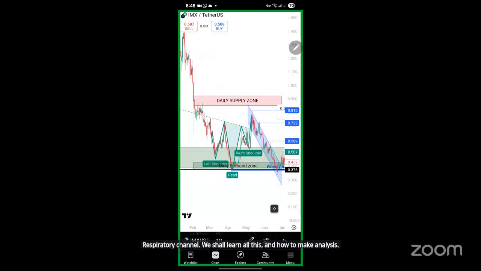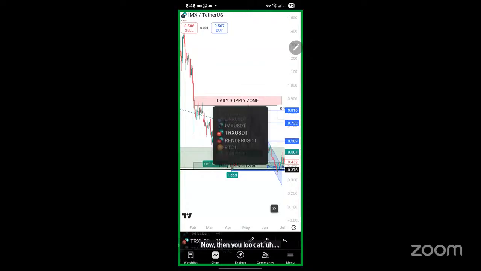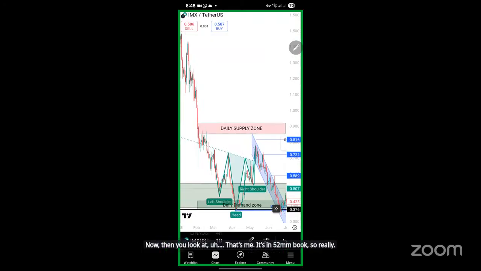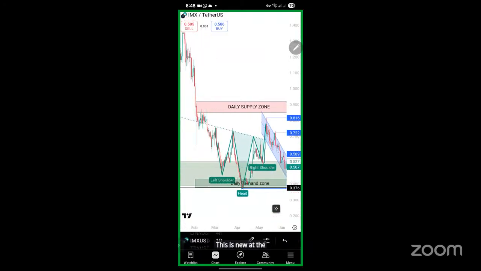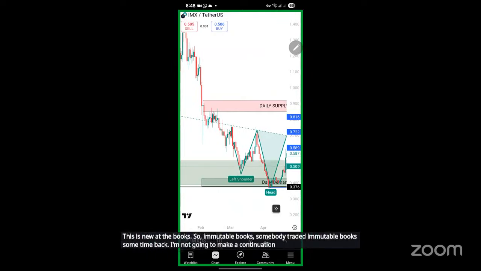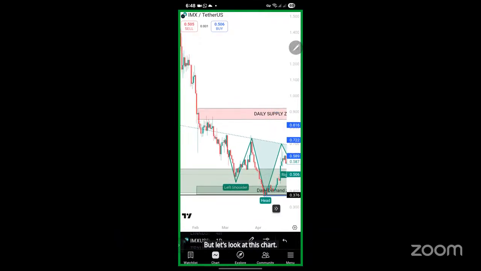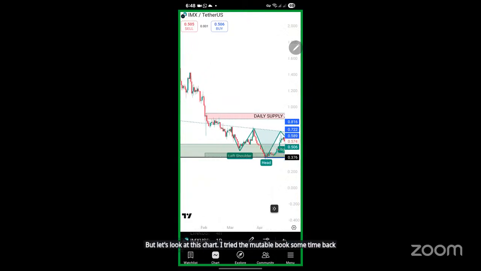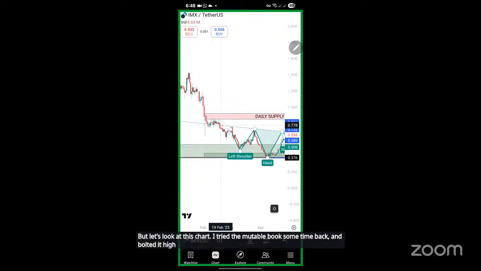Now, when you look at this, let me put it on Immutable X really. This is Immutable X. Somebody traded Immutable X some time back. I'm not going to make a continuation because we have very few. But let's look at this chart. Somebody traded Immutable X some time back and bought it high around this point here.